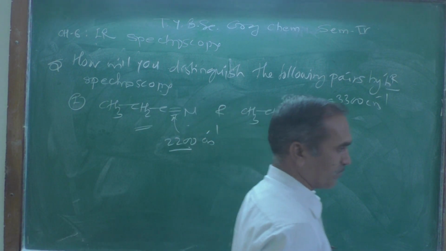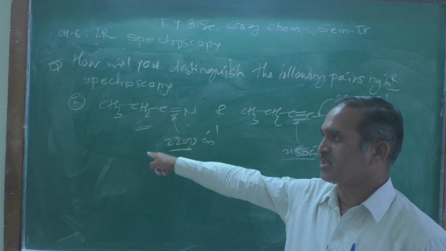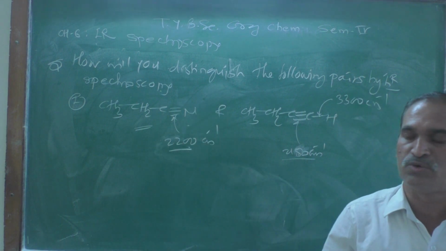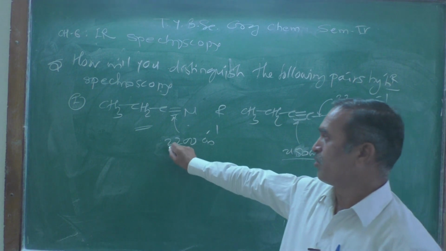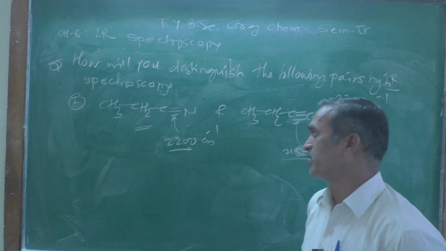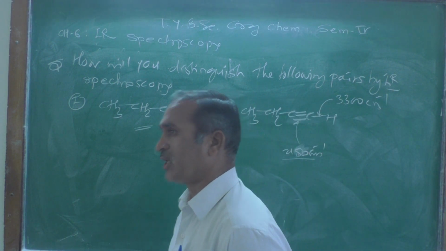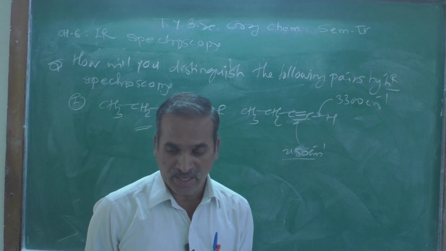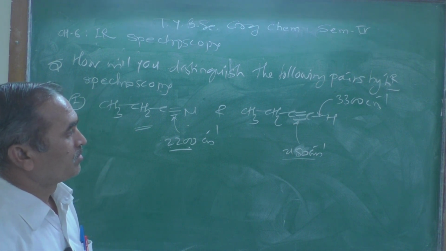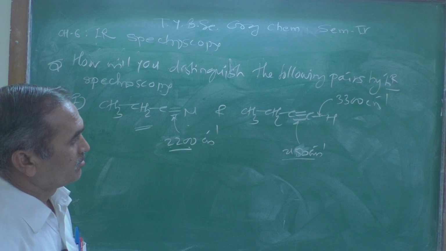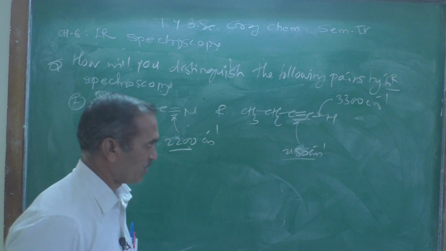So in this way, the IR spectrum of the first structure will give only one recognizable signal, around 2200 per centimeter. But the second structure will give two recognizable peaks, one around 2150 per centimeter and another around 3300 per centimeter.